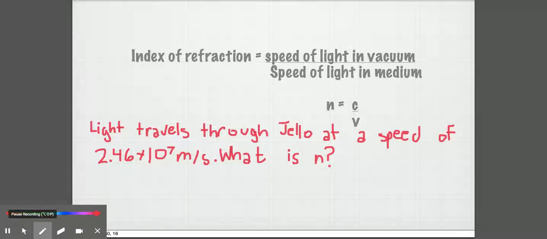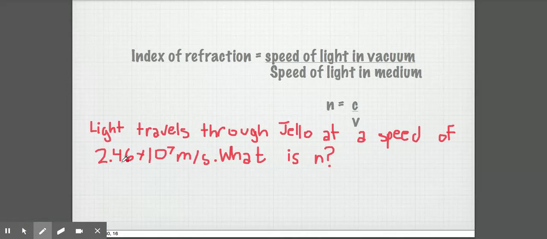Here we're going to take a look at a quick question that I might ask you around the index of refraction. I just wrote it out really quickly here. It says that light travels through jello at a speed of 2.46 times 10 to the 7 meters per second. What is N? You're often going to see really big numbers here, because, again, we're talking in the millions.